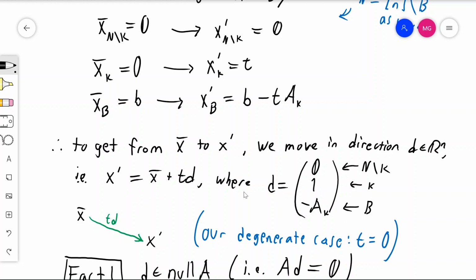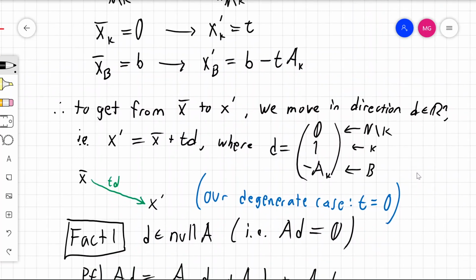And how about for the basic components? I have x bar for the basic components is b plus t times the basic components of d, which is minus a_k. So I have b plus t times minus a_k, or in other words, b minus t a_k. And look, that is what the left-hand side is. It's b minus t a_k. So these choices of the components for d are correct.